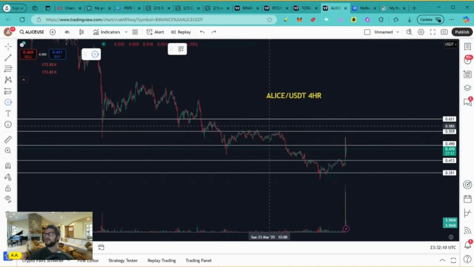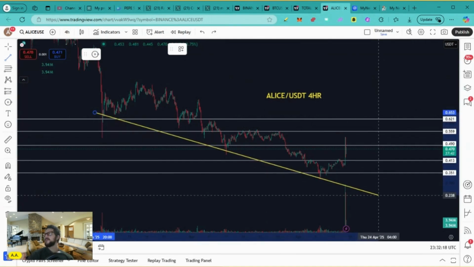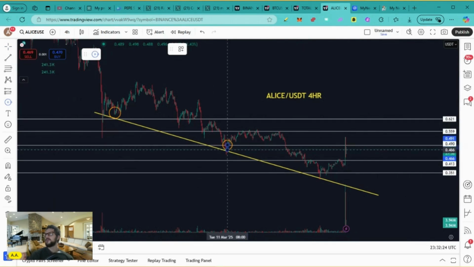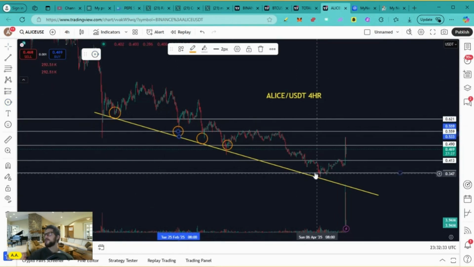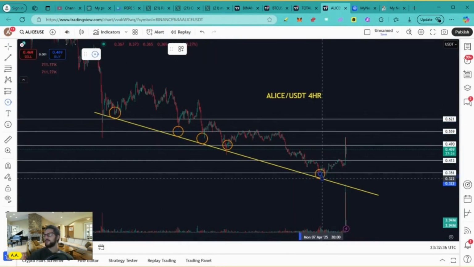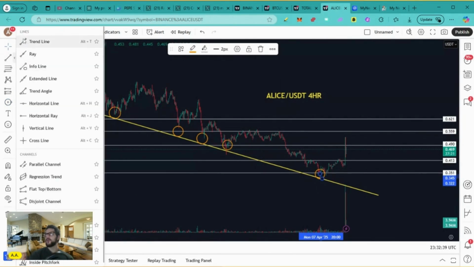Let's get straight into it. As you see here, we are looking at Alice over USDT 4-hour chart. We have this lower descending yellow trend line that has been acting as support. The price action bounced here again. This can be considered a bounce, even though it's not touching perfectly. Also, this one here, another touch here, over 3 touches. Therefore, that's a very valid support trend line.